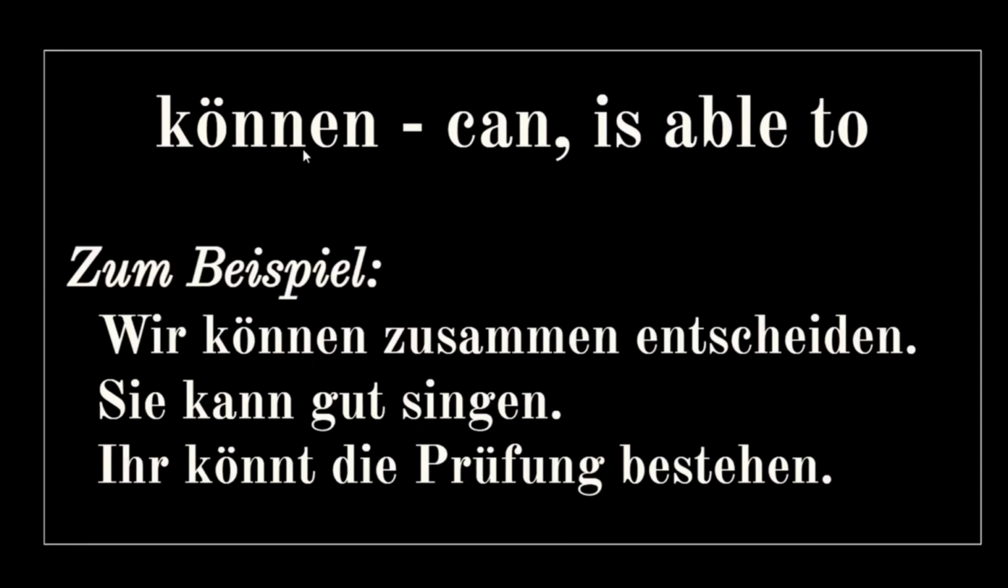Then we have können. Können means can or is able to. It is used to express that somebody has some skills, somebody is capable of doing something, or somebody has a possibility to do something. Zum Beispiel, wir können zusammen entscheiden. We can decide together. Sie kann gut singen. She is capable of singing good. Ihr könnt die Prüfung bestehen. You all can pass the exam.